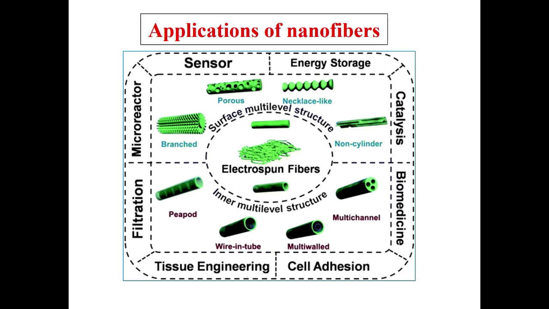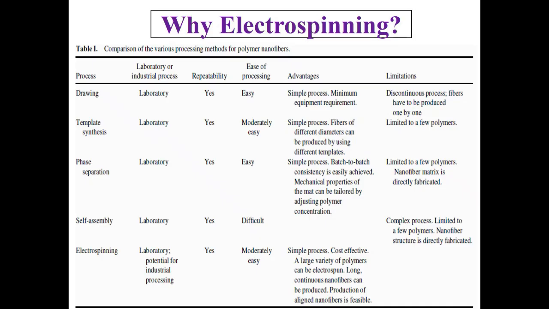Wire in a tube is used in tissue engineering. When we talk about the multi-wall, they are used in cell adhesion. Multi-channels are used in biomedical application and energy storage. Necklace-like material, and when we talk about catalysis, non-cylindrical material, should be non-cylindrical flat, but it is in the form of the nanofiber.